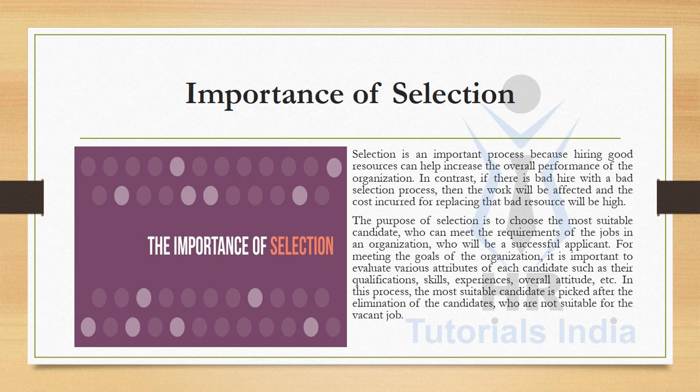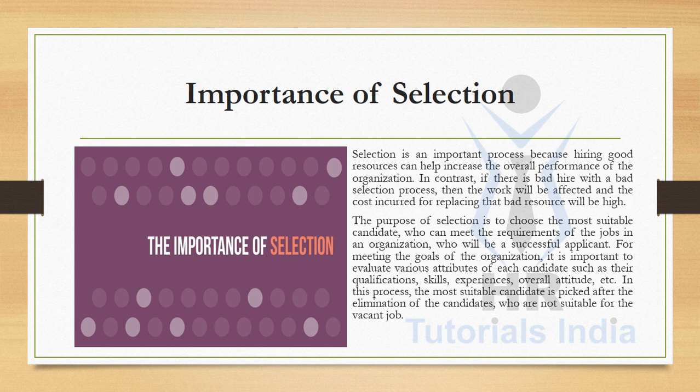In this process, the most suitable candidate is picked after the elimination of the candidates who are not suitable for the vacant job. Selection plays an important role in choosing the right candidate who is required to meet the requirements of the jobs in the organization. Hence, hiring the right applicant is very important for the company.